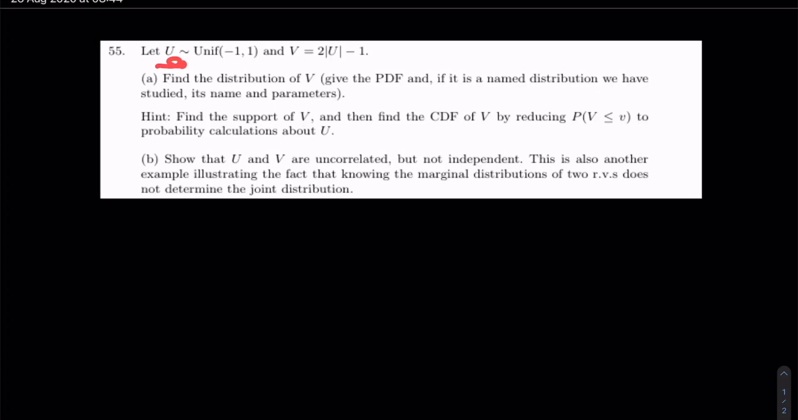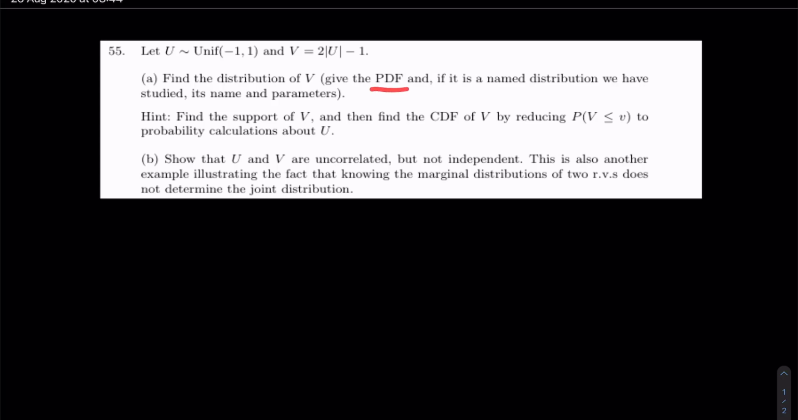We're letting u be a uniform random variable, but now it's going from -1 to 1. That's its support. Then we have another random variable v, which is a function of u: it's the absolute value of u, and we're taking that times 2 and then subtracting off 1. We're asked in the first part of the exercise to find the distribution of v.